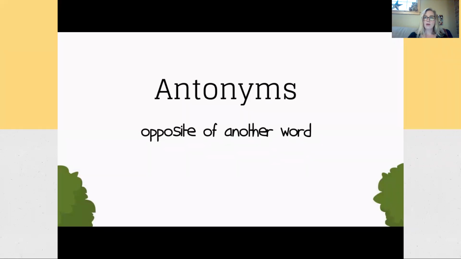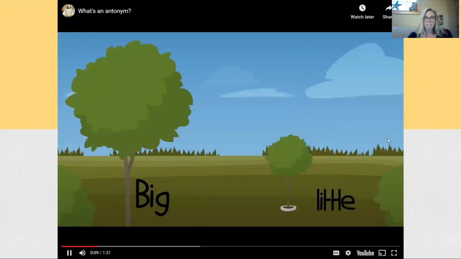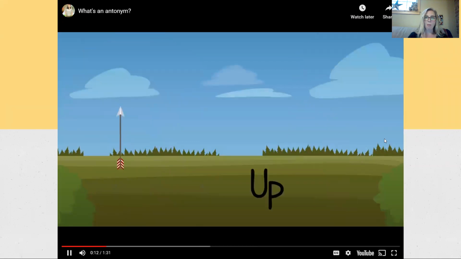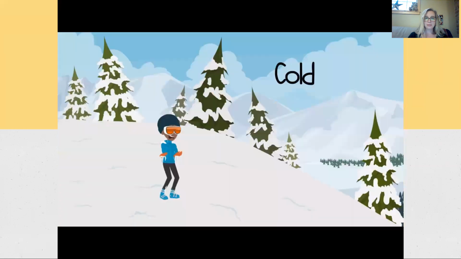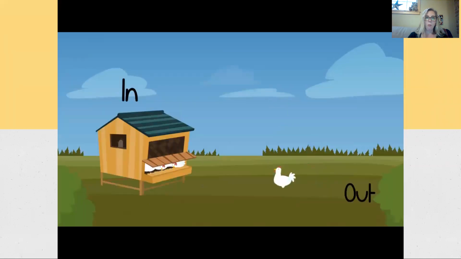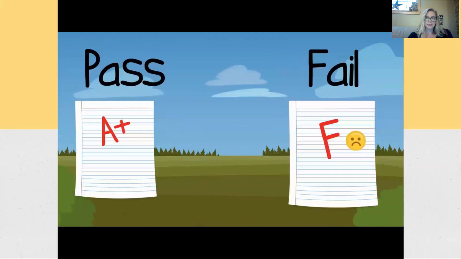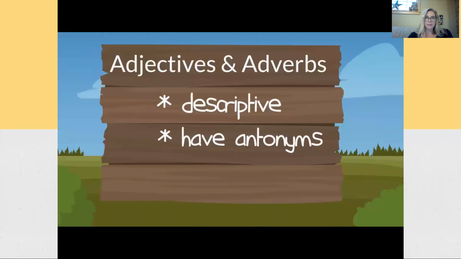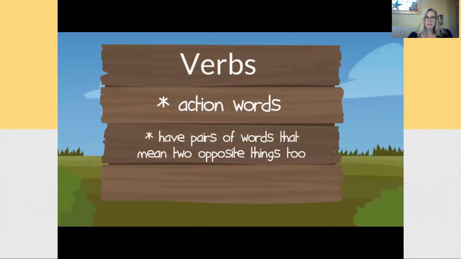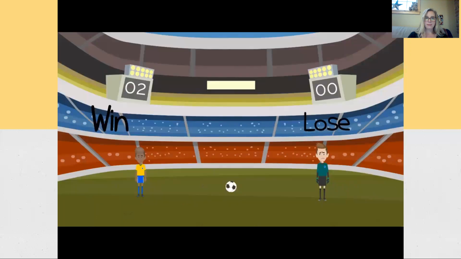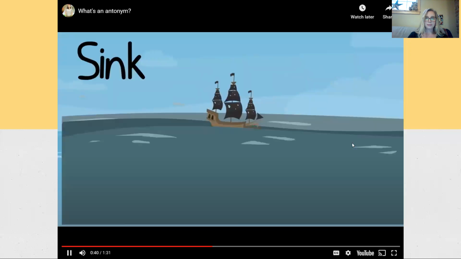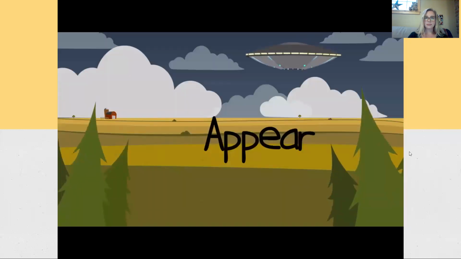Some examples of antonyms include happy and sad, big and little, wet and dry, up and down, day and night, hot and cold, young and old, in and out, add and subtract, multiply and divide, before and after, even and odd, pass and fail. Many adjectives and adverbs, that is, descriptive words, have antonyms. Many verbs or action words do as well. That is, pairs of words that mean two opposite things, to do or not do something, such as win and lose, wake and sleep, float and sink, ascend and descend, appear and vanish.